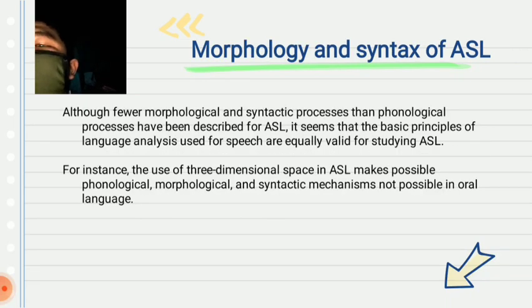Morphology and syntax of ASL. Although fewer morphological and syntactic processes than phonological processes have been described for ASL, it seems that the basic principles of language analysis used for speech are equally valid for studying ASL. For instance, the use of three-dimensional space in ASL makes possible phonological, morphological, and syntactic mechanisms not possible in oral language.